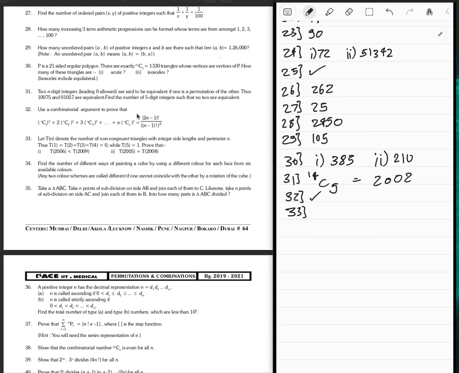Does T1 equal T2? Okay. Prove that T2006 is less than T2009. Okay, I get it. Integer side lengths, perimeter n. Fine. This is gonna be hard, isn't it?